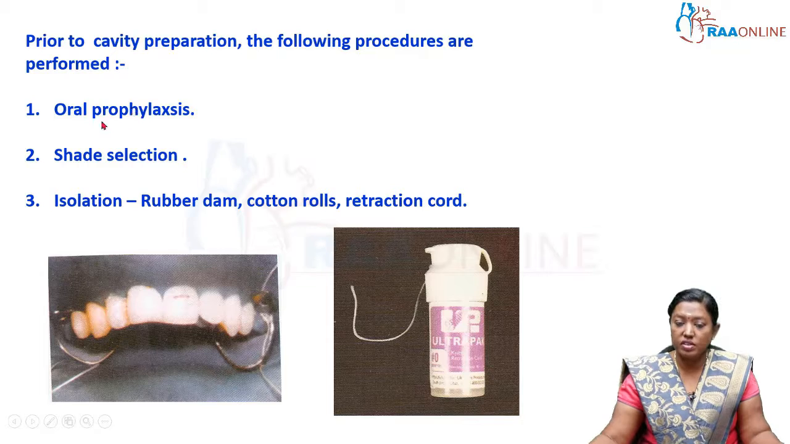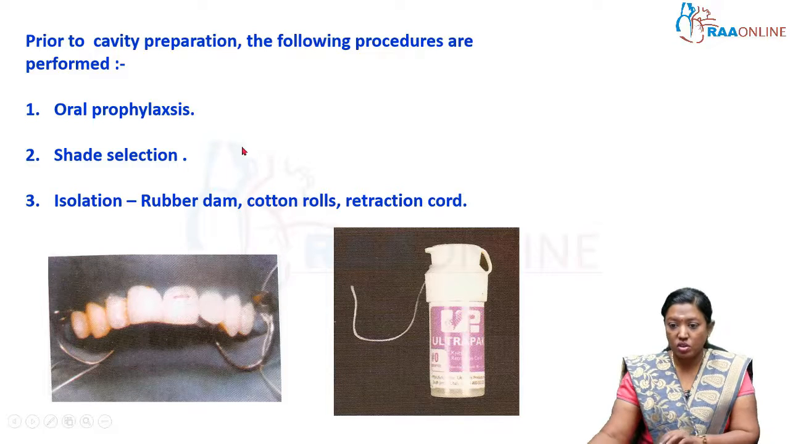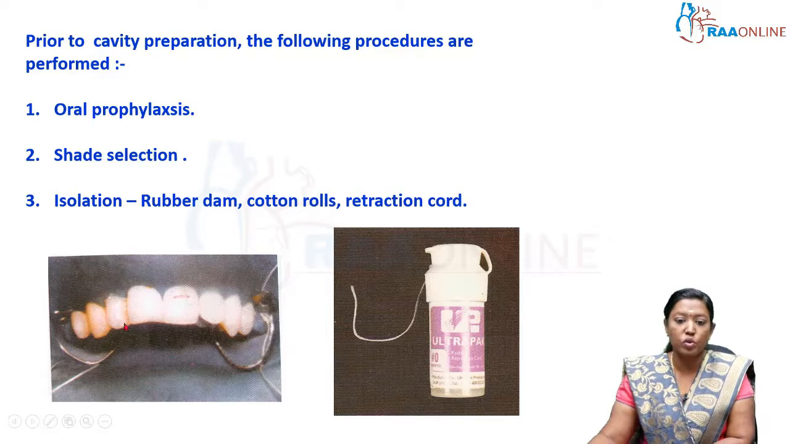So let us start with the first step, which is oral prophylaxis. This one I have already told you. So let us go in detail about the shade selection. This is a picture where I have shown you the isolation with rubber dam, and this is a gingival retraction cord which is placed inside the gingival sulcus to control the flow of the gingival crevicular fluid. Supposing you can't isolate the particular cavity with a rubber dam, you can use a retraction cord. Pack it into the gingival sulcus and you can use it as a means of isolation.